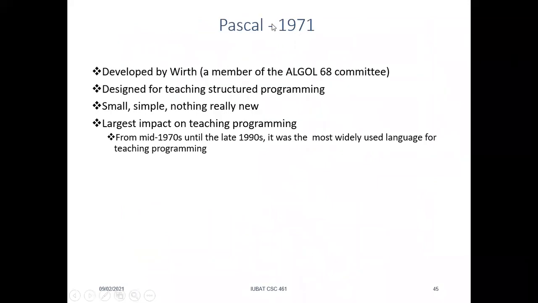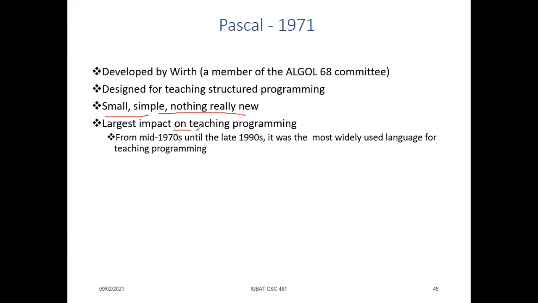Now Pascal was developed by a member of the Algol 68 committee, and it was designed for teaching structured programming. The main idea was that you can teach programming to other people. The language was simple, it was small, there were only a few ideas you need to understand, few tokens. It has nothing really new, it was just simple.